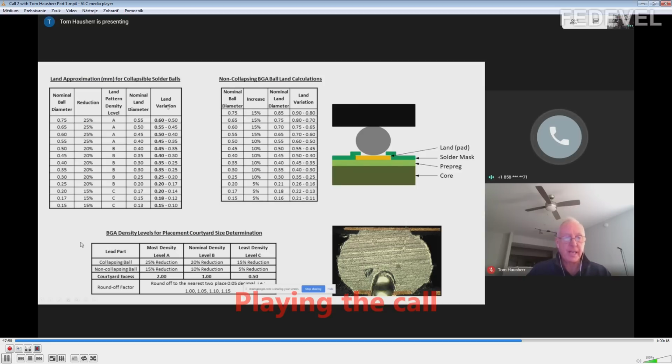Now, once you get your reduction, you get your land variation. So here's your ball, here's your reduction. Then you've got your pad size, 0.55, but a 0.55 pad has a plus or minus 0.05, so it could be a 0.5 or 0.6 as a variation. The reason I bolded these numbers is that IPC will always recommend to use the maximum material condition. So even though they're saying a 0.75 millimeter ball is a 0.55 millimeter pad, don't use the nominal pad size. Use the maximum pad size or the variation.